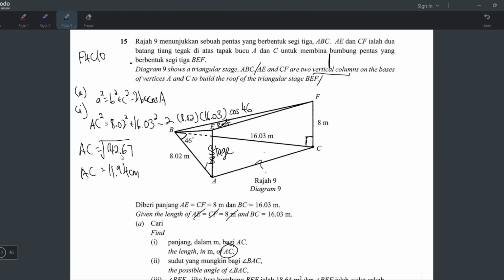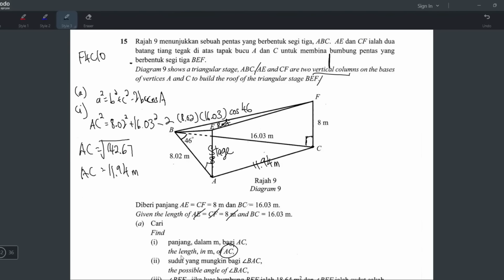Just write it in the figure. I should label this in the diagram also, in case we might use it later. Oh, it's in meters, guys, not cm. So don't make the careless mistake in the exam later. If it's in meters, you better write in meters.